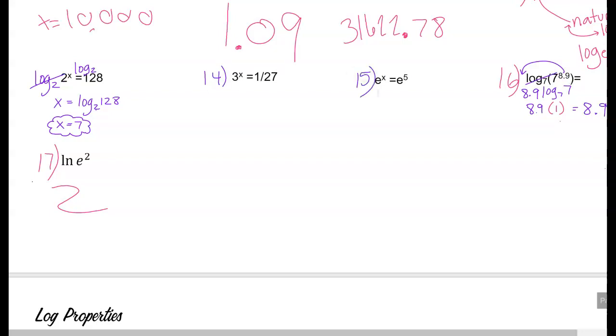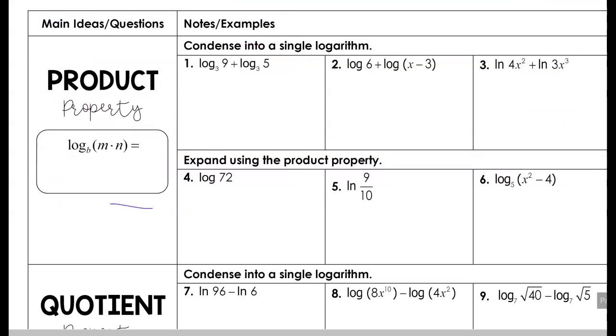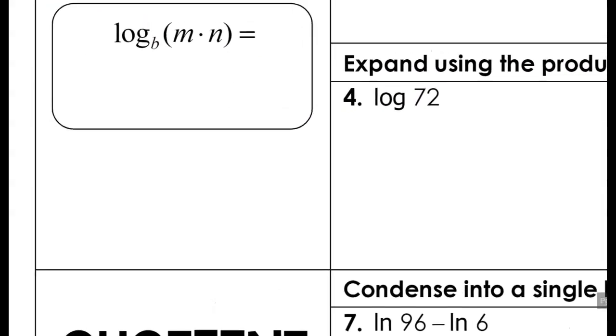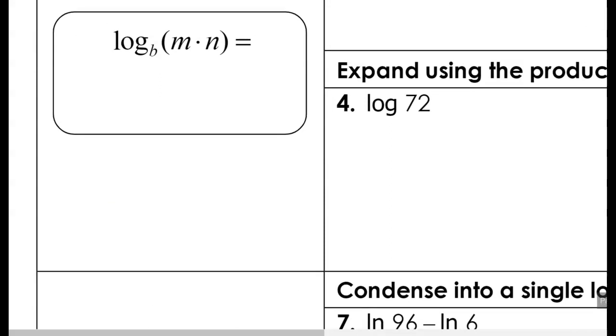Do 14 and 15 now. Because log and exponential are inverses, a lot of the log properties are similar to the exponent rules. So before we go over this, I want us to look at the exponent rule that's similar to this log rule. If we have x to the m power times x to the n power, what does this become?